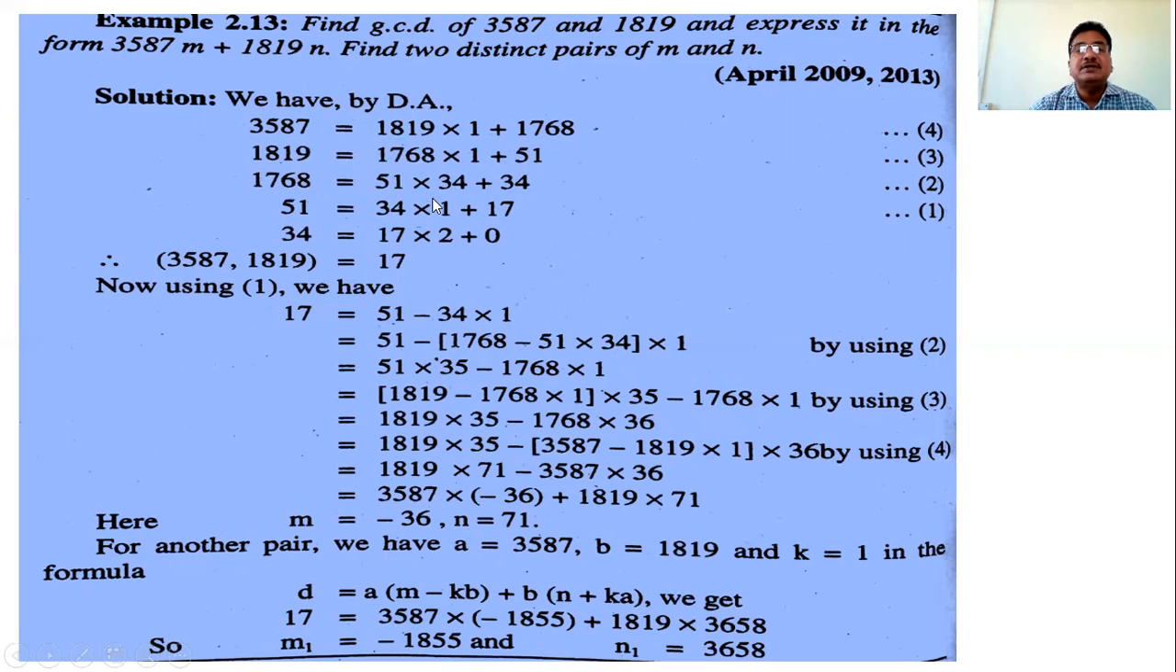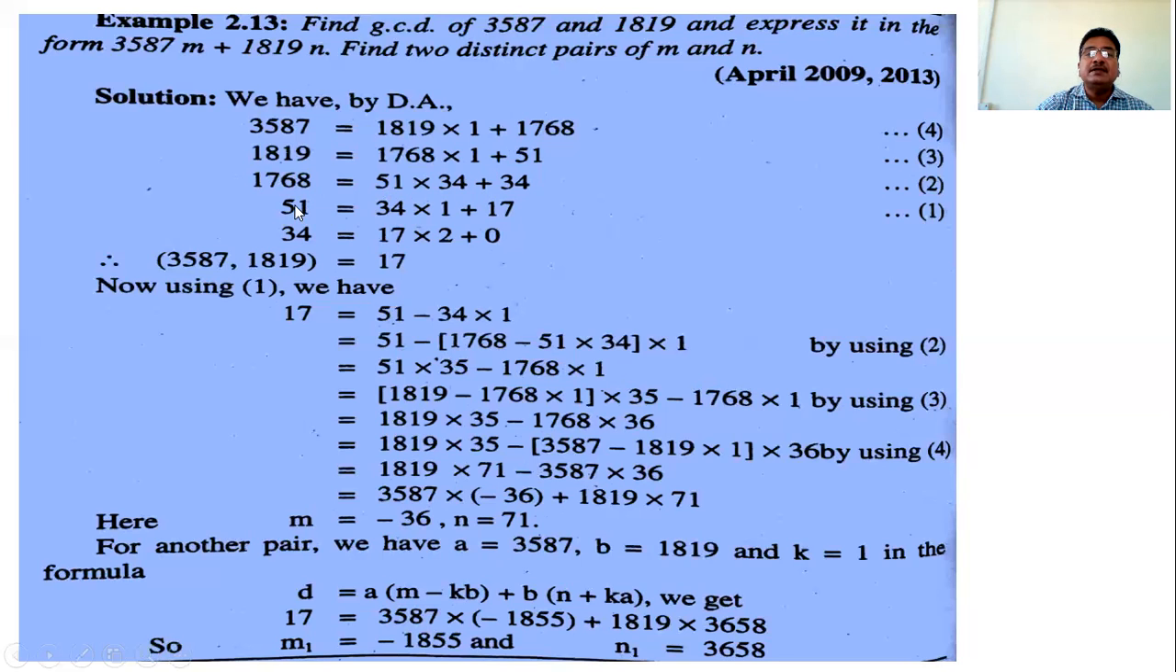How can we find this quotient 34? On the calculator, divide 1768 by 51. Then we have 34 point something, meaning 34 is the quotient. How do we find the remainder? It is 1768 minus 51 times 34. Using the calculator, we get 34 as the remainder. So first find the quotient and then find the remainder.